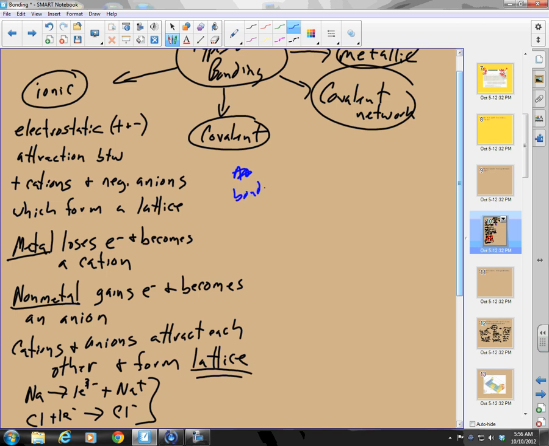Good. Covalent, on the other hand, I have nonmetals. Let's give it a nice definition: nonmetals share electrons, and they form a molecule. Not a lattice, just one little piece, right?